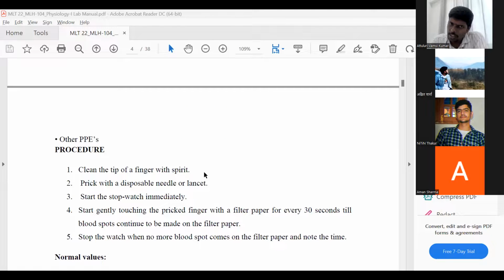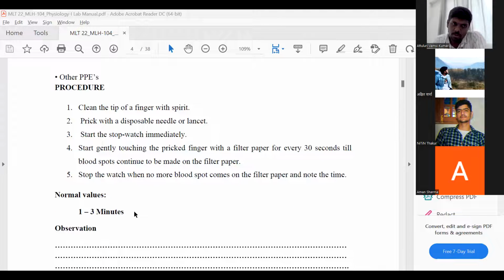Clean the fingertip with spirit. Prick with a disposable needle. Start the stopwatch. Gently touch the filter paper every 30 seconds, as I stated. Continue every 30 seconds until you no longer see any blood spots on the paper, then you can record it. The normal bleeding time is around 1 to 3 minutes.